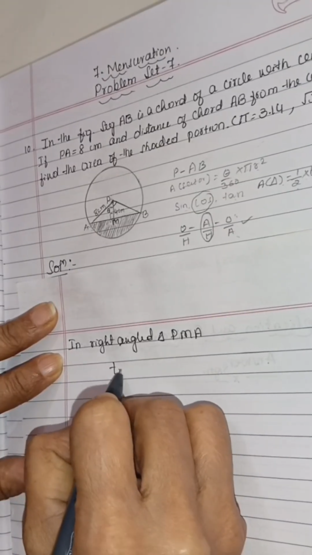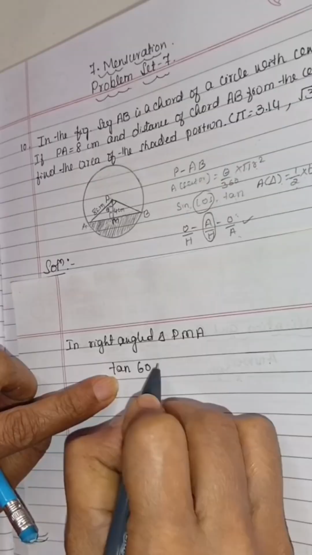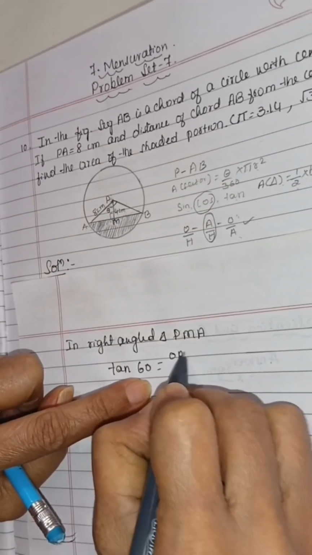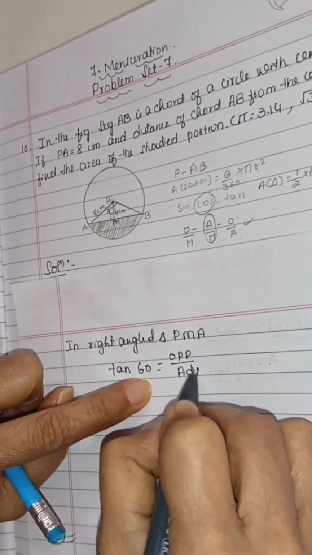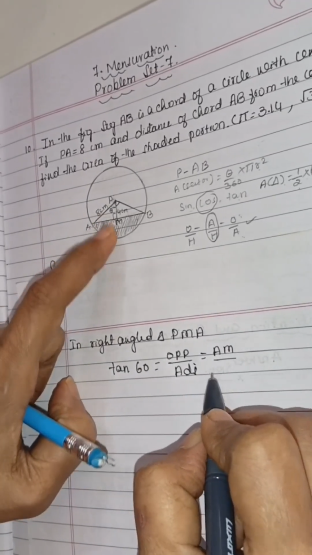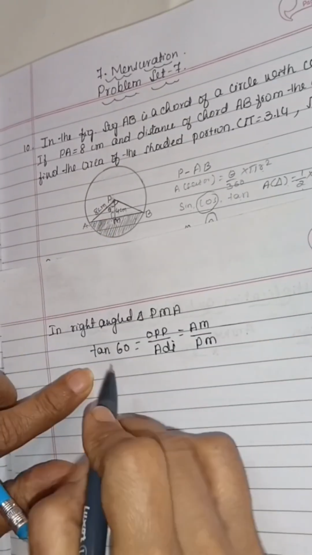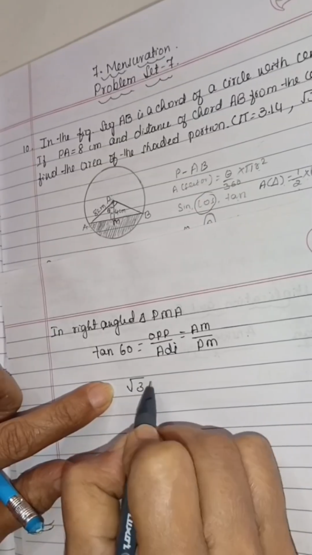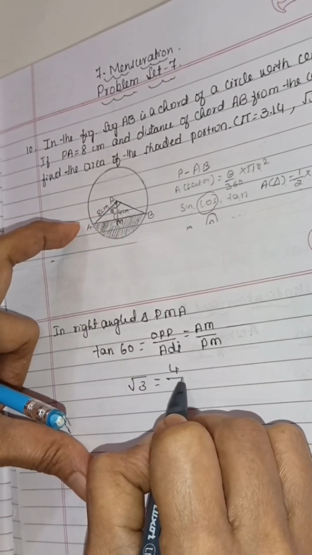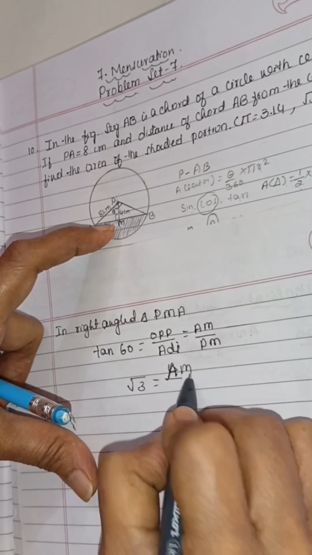Tan theta, tan 60. This angle P is 60, therefore tan 60. Tan is opposite by adjacent. Opposite is AM, adjacent is PM. Let AM be the unknown. Tan 60 is root 3, equal to AM by 4. PM is 4, AM we don't know.